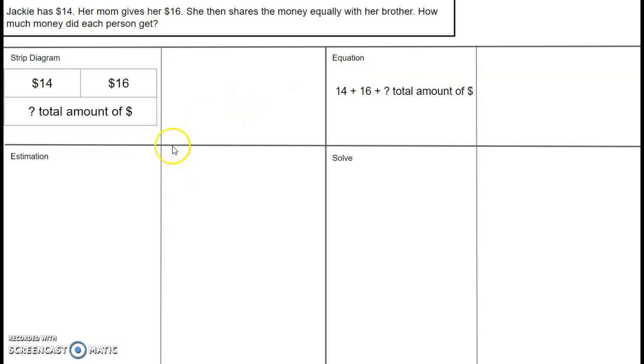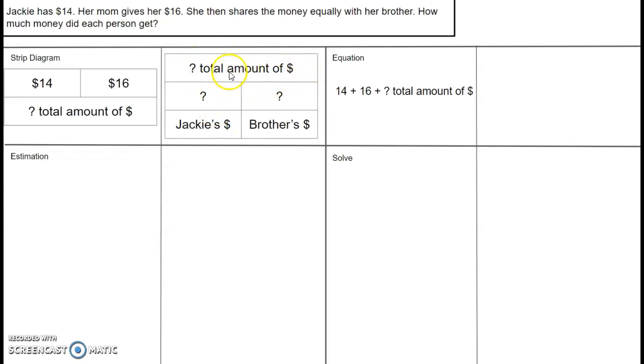Then we're actually able to figure out the next part. So the next part says that she shares the money equally with her brother. So if it's Jackie and her brother, that means that our strip diagram is going to look like this. So we know that there's a total amount of money. Remember, this is the same number from the first part that we can fill in after we figured it out. We know that Jackie has some money and her brother has some money, but we do not know how much money either one of them have. And that's what we're trying to figure out. So our equation could be the total amount of money divided by 2 equals the money that each person gets.